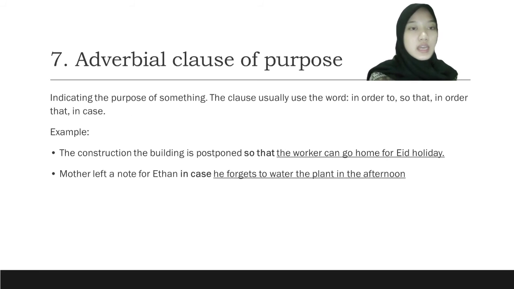And number 7 is adverbial clause of purpose. The function of this clause is indicating the purpose of something, and the words usually used are in order to, so that, in order that, and in case. For example, the construction of the building is postponed so that the workers can go home for Eid holiday. Mother left a note for Ethan in case he forgets to water the plant in the afternoon.